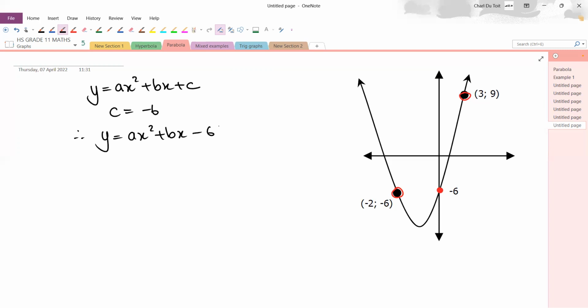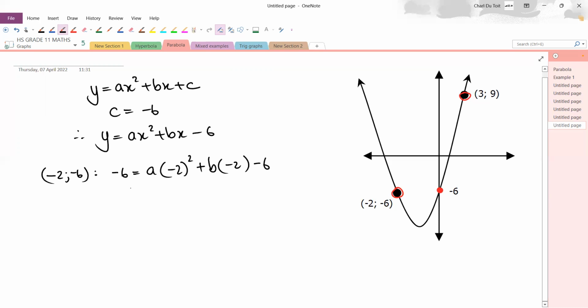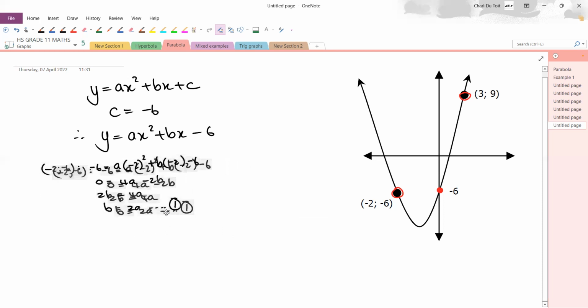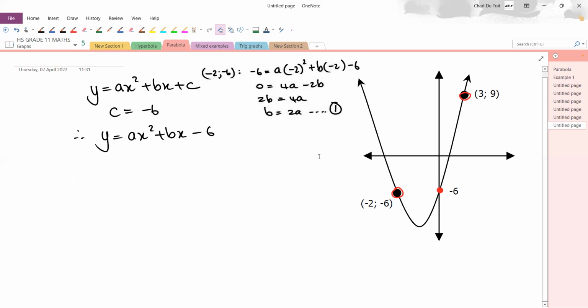Now I'm going to substitute the one coordinate, negative 2 and negative 6. So the y value is negative 6. And I'm going to put negative 2 into x's place. Okay, so if I take the 6 over, it becomes 0. And that becomes 4a minus 2b. So 2b equals 4a. So b equals 2a. There's my first equation. So I've made an equation and I filled in the values. I'm going to set up another equation and solve it simultaneously. There's my one equation. Just want to put that in a box.